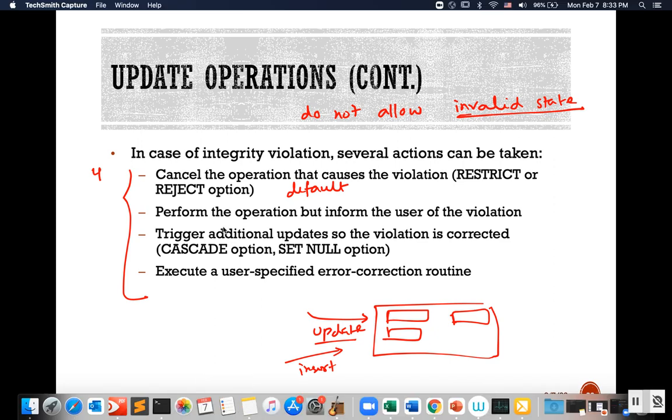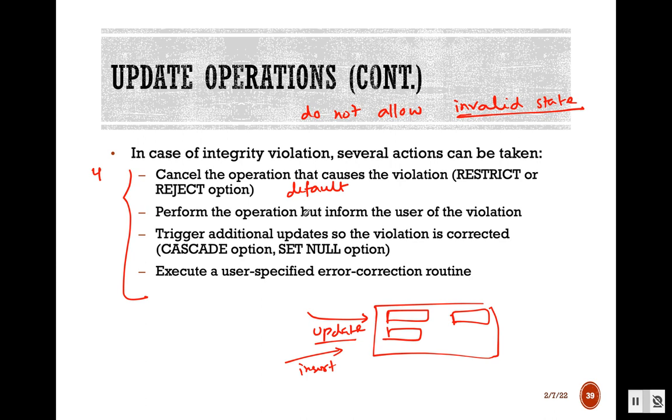Now the second option is to perform the operation but inform the user of the violation. Depending on your problem, you may want to know when someone is trying to do something. Some user is trying to run an operation, like inserting something, but as a database owner, you want to know what type of operation the user is trying to do. So the database may allow the operation but inform the user of the violation, so that you can manually correct it.